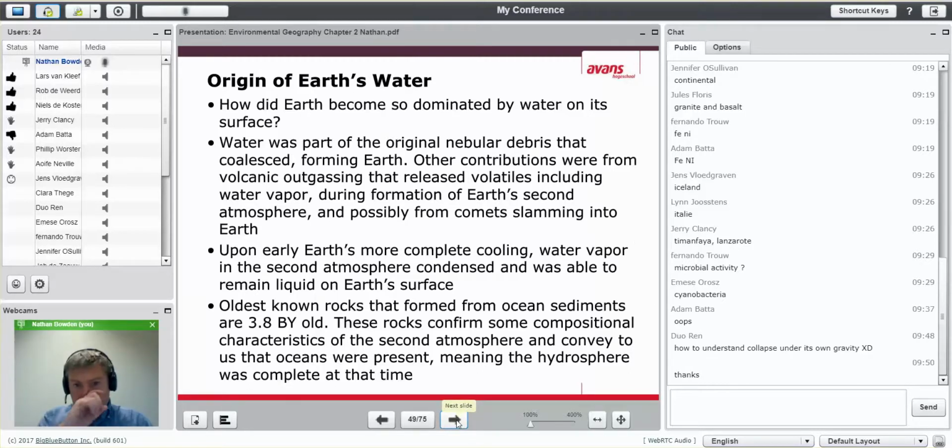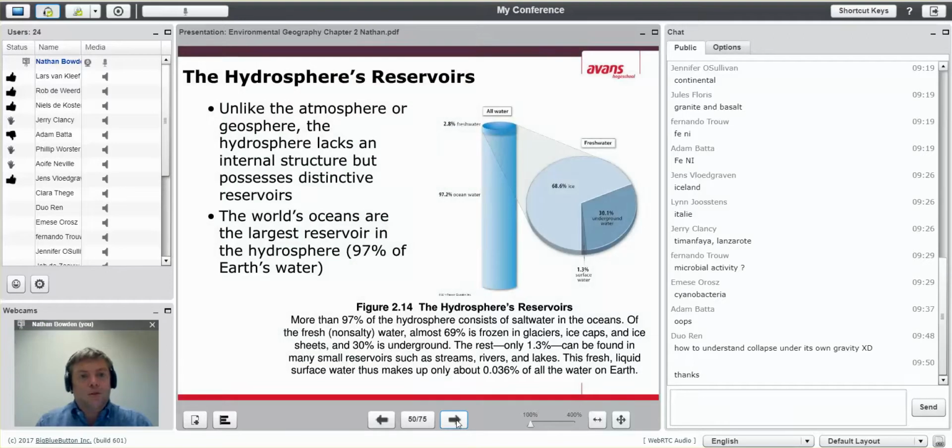The oldest known rocks formed from ocean sediments are about 3.8 billion years old, and they confirm that oceans were present, and therefore also a hydrosphere, from 3.8 billion years ago. So the hydrosphere has been around, not as long as the geosphere, but quite a long time. You might have seen this before in earlier classes.